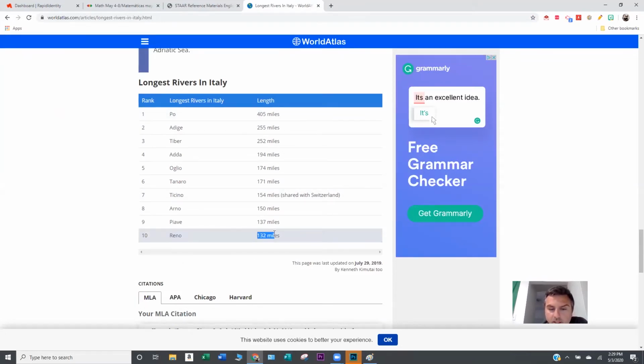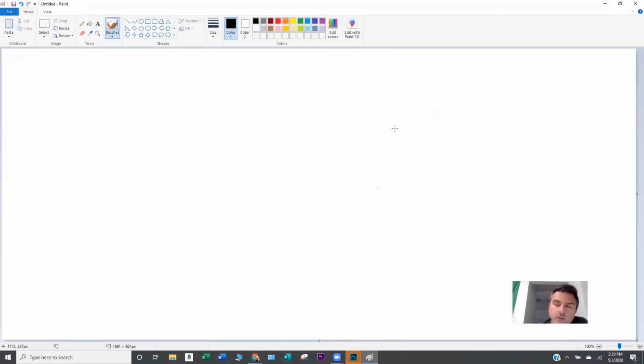The Reno River is 132 miles long. Now you can do your work on paper, dry erase board, whatever you want. I'm going to do it on Paint here for this video. So I'm going to do the Reno River in Italy. And it's 132 miles, right?